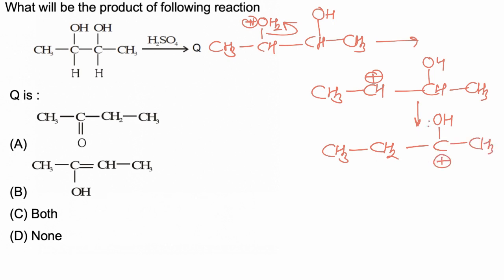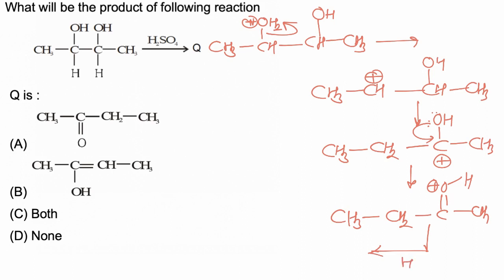Now this is stabilized by alpha effect of oxygen. So after removal of H positive, it will finally convert into ketone. First oxonium ion is formed. Now this molecule will eliminate H positive, and after removal of H positive, finally CH3, CH2, CO, CH3, 2-butanone is formed as a product, and hence correct answer is A.